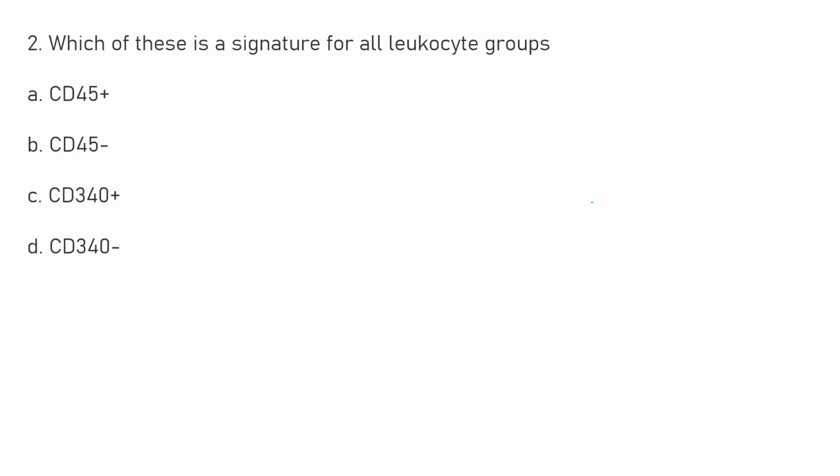Now, next question. Which of these is a signature for all leukocyte groups? There are four options: CD45 plus, CD45 minus, where plus means presence of CD45 and minus means absence of CD45, CD340 plus or CD340 minus. So these are all markers. If you know the answer, you can write the answer in the chat box.